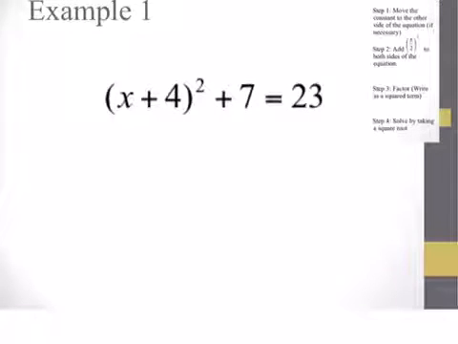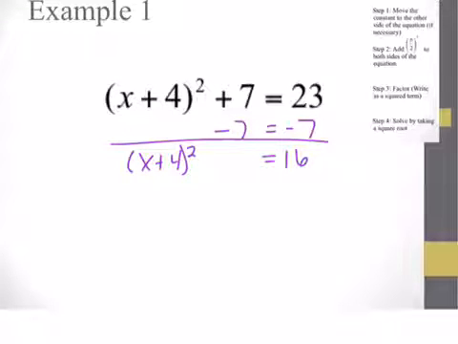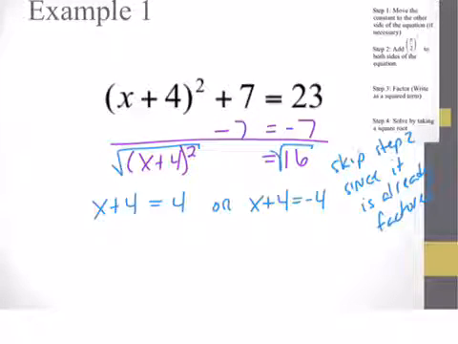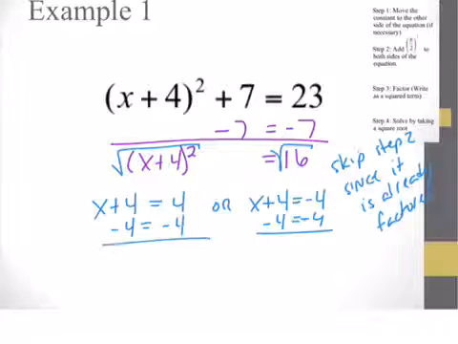Here is an example. Step 1, move the constant to the other side. So I'm going to subtract 7 from both sides. So I have x plus 4, that quantity squared, equals the value of 23 minus 7, which is 16. I already have this factored into x plus 4, that quantity squared. So I'm then going to solve it by taking the square root. Square root of x plus 4 squared is x plus 4. And on the right-hand side, remember, I have 16, so the square root of that is 4. So I have x plus 4 equals plus or minus 4. I'm going to subtract 4 from both sides to isolate the x. So x is going to equal either 0 or 8.